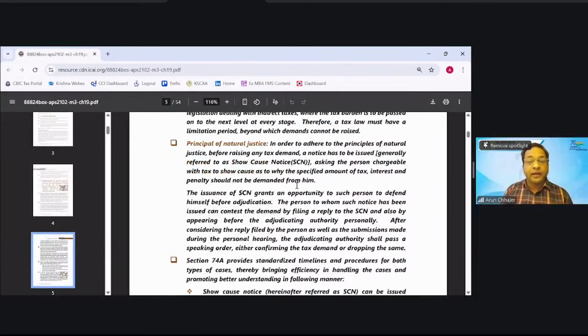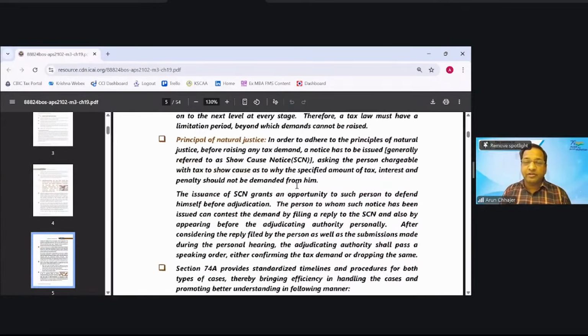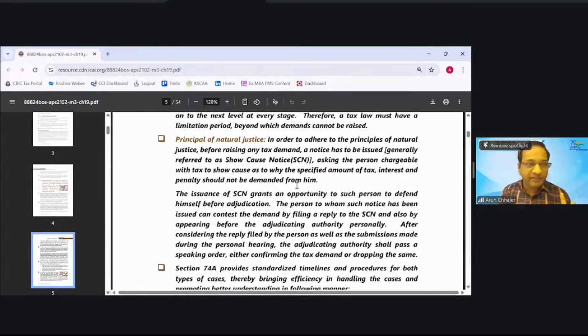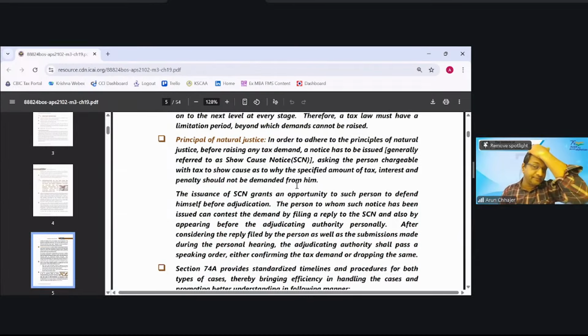ठीक है, ये बड़ा कॉन्सेप्ट समझिए, प्रिंसिपल ऑफ नेचुरल जस्टिस. एंड यू नो द व्हाट इज द प्रिंसिपल ऑफ नेचुरल जस्टिस? एनी आइडिया, बेसिक आइडिया अबाउट द प्रिंसिपल ऑफ नेचुरल जस्टिस? It is our fundamental right. And you will see in the High Court, a lot of matters are remanded back just because they have not given the opportunity of being heard. Are you getting my point? A lot of matters have been remanded back just because they have not given the opportunity of being heard.